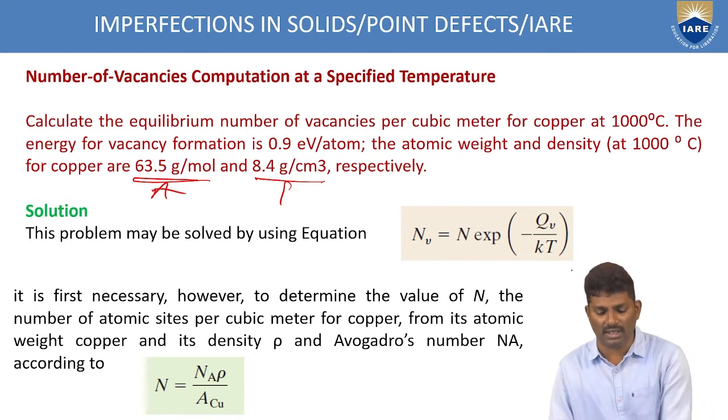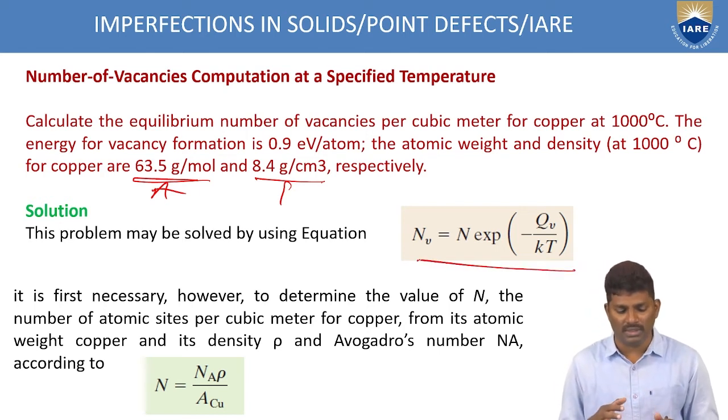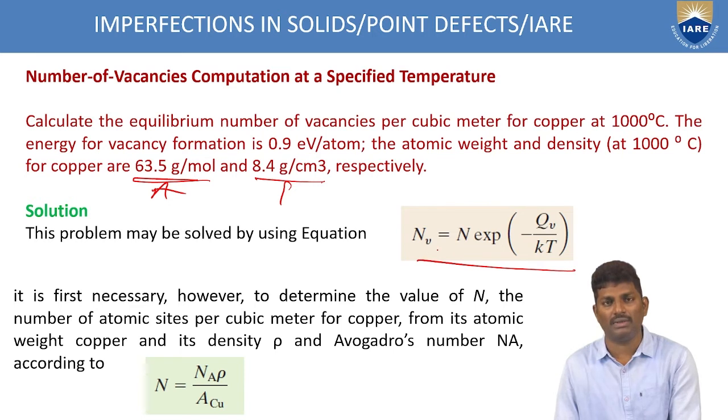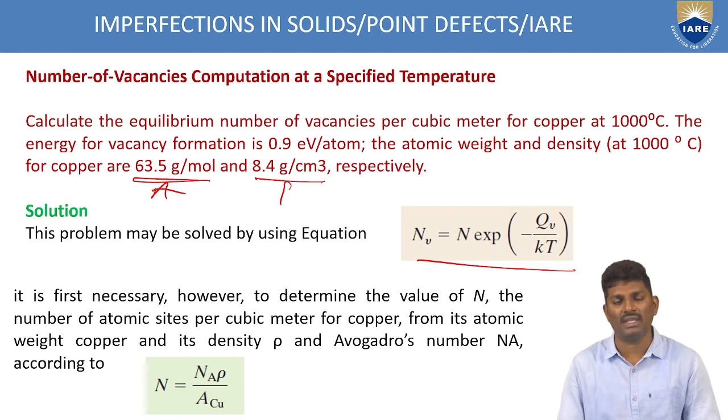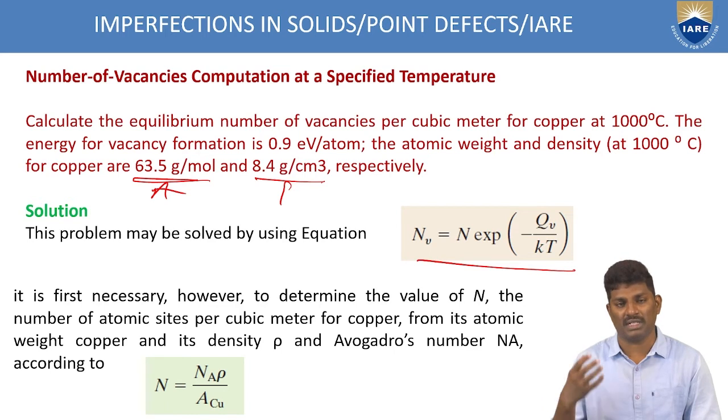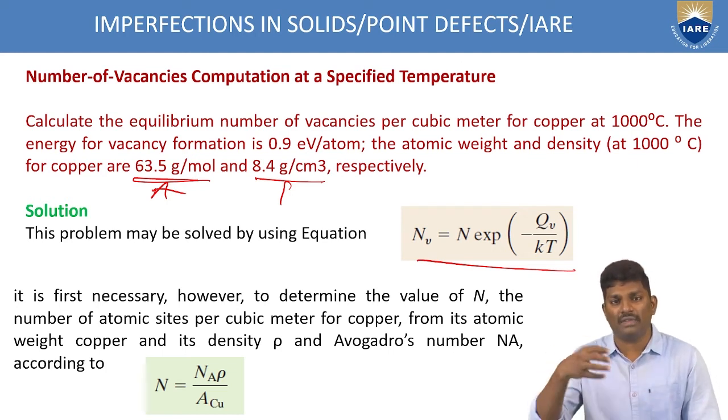Now we have seen this equation. So what is the equation we have to use? This equation, Nv is equal to N into exponential of minus Qv by kT. So what is Nv here? Number of vacancies. What is N here, capital N? Total number of atoms present in the material. In this case, copper is given as an example. So capital N is the total number of atoms present in the copper, and Qv is the energy required to create that vacancy, and k is the gas constant, that is a constant value, and T is the absolute temperature.